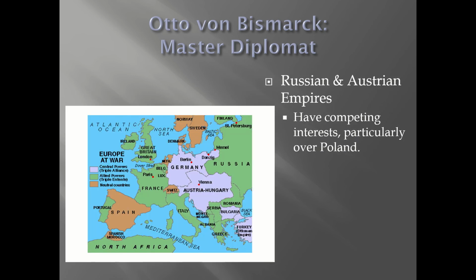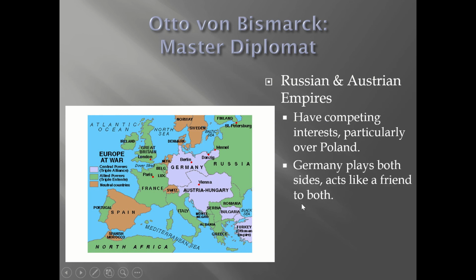And then Russia and Austria, they have competing interests. They both want territory in the Balkans and in Poland. And so Germany's just going to play both sides, acting like a friend. Because Germany can't give them each what they want, because it would make the other one upset.